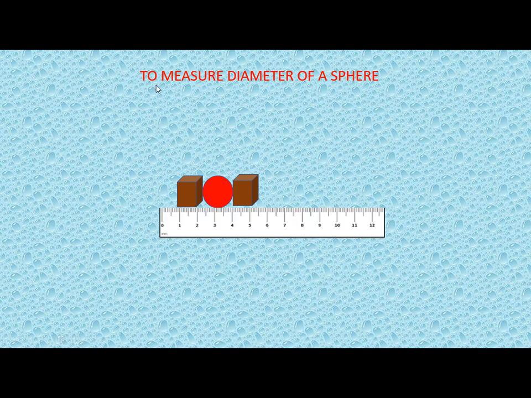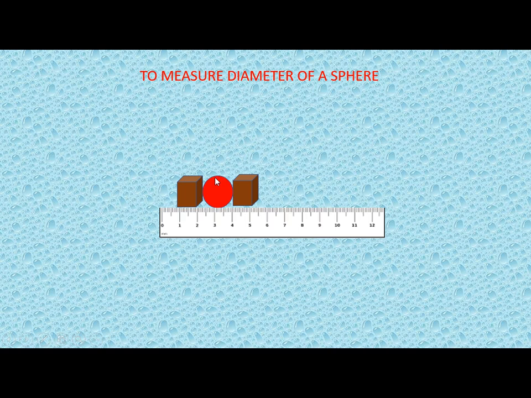Then our next experiment is how to measure the diameter of a sphere. So how will we measure the diameter of a sphere? This is also a very important experiment. Here you can see that we have 2 blocks of wood and there is a sphere. Suppose you want to take the diameter of a ball which is spherical in shape. So what will we do? We will place the ball on the scale.